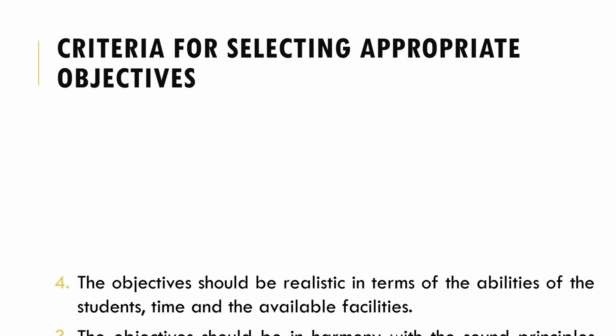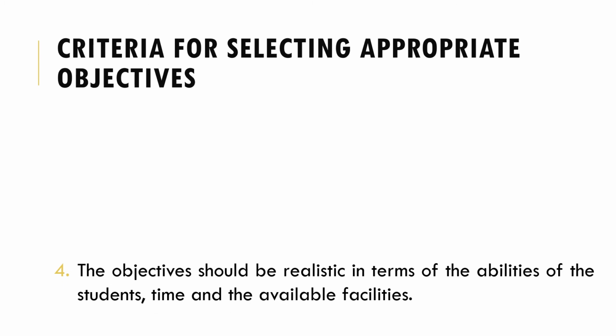Okay. Number four, the last one, the objectives should be realistic in terms of the abilities of the students, time, and the available facilities. That is true. No, we make sure that the objectives are tangible. We make sure, aside from the objectives being specific, that the objectives are tangible, they are realistic, and of course, they conform to the abilities of the students.